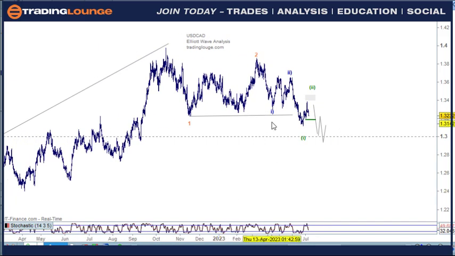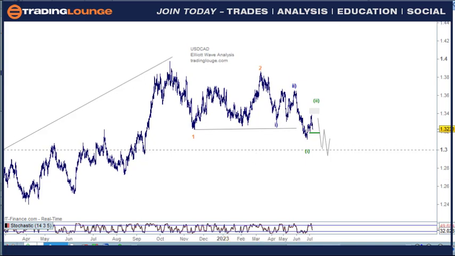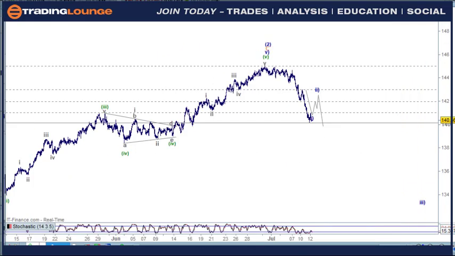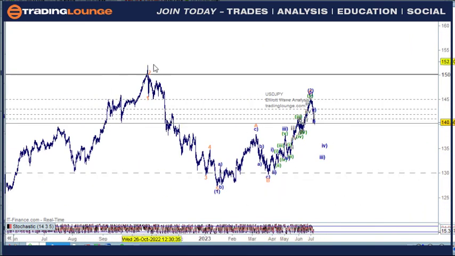But the fact that it's broken this low here, that's the thing that really triggered it. So this was the first one that I could see that was triggering the bearish bias for the US dollar. Then we've got the dollar yen here with the same 5 waves down.